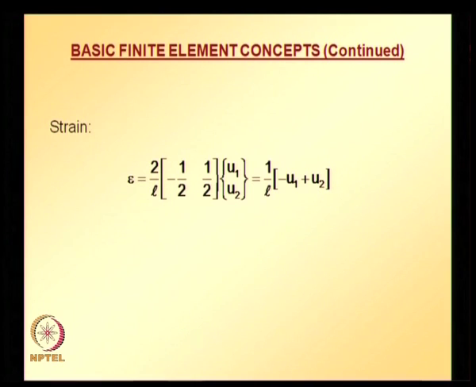B transpose is defined as 2 over L times minus half, half, times D. D is nothing but U1, U2. So strain you can obtain using this equation. Once you solve for U1, U2, and once you know the values of U1, U2, you can calculate the strain in the element using this relation. And once you know the strain, you can find what is stress and axial force.